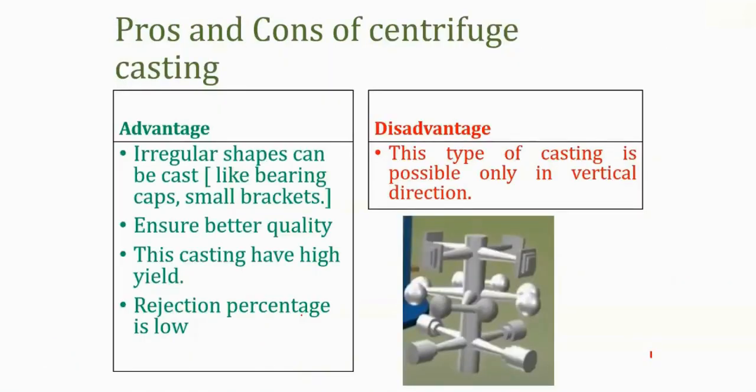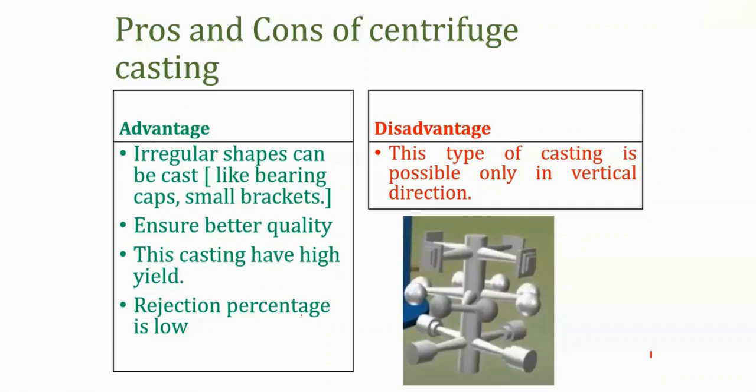The advantages and disadvantages of centrifuge castings: irregular shapes can be casted, like bearings, caps, and small brackets, and this also ensures better quality, and this casting has high yield, and the rejection percentage is very low. Coming back to the disadvantages, this type of casting is possible only in the vertical direction. We cannot use it in the horizontal direction, since we are using the runner system.